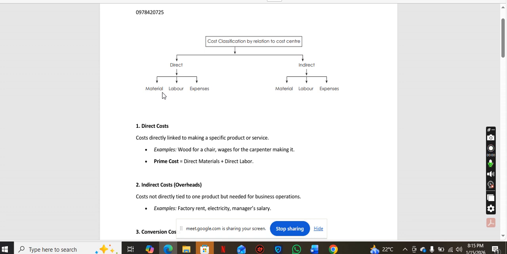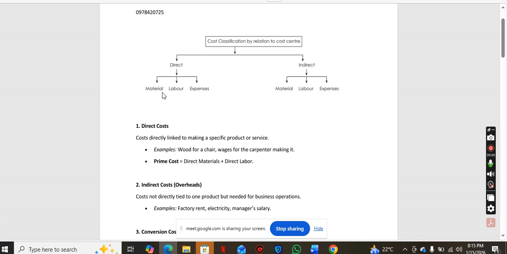If you're a company producing chairs, the direct materials will be the wood, the glue, the nails, any fabric that you use to put on the chairs. That is direct material, because that is part of the finished product, or you can easily trace that to the finished product. The wood, you can easily trace it. The fabric, you can easily trace it.